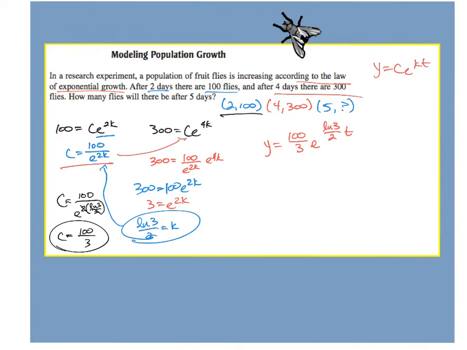How many flies after how many days? 5. So all we're going to do is take 5 and substitute it in for t. So now I end up with y is equal to 100 over 3e to the natural log of 3 over 2 times 5. And you need a handy-dandy calculator.